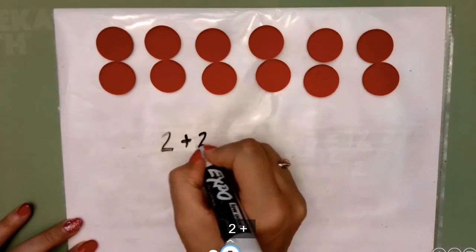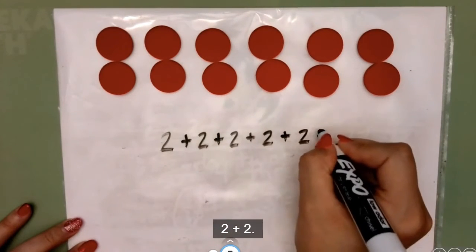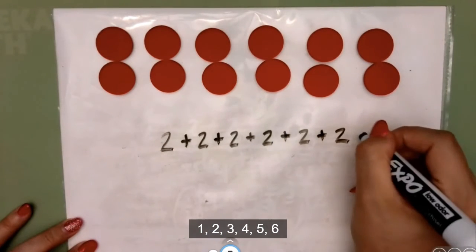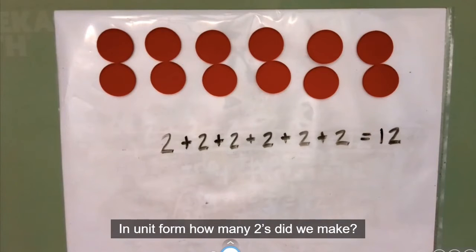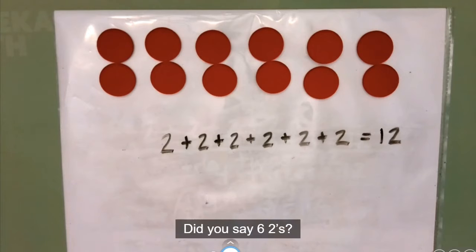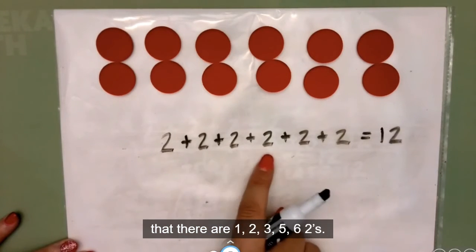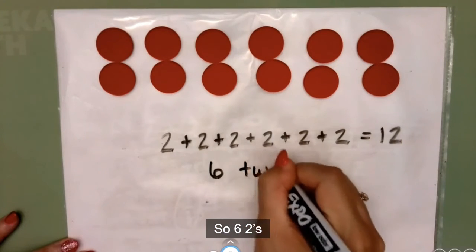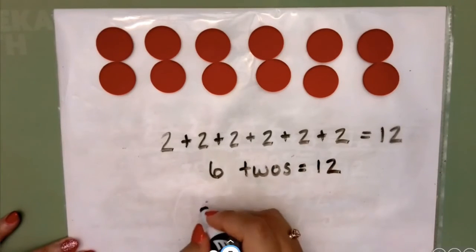Now write an addition sentence underneath your counters to represent these groups. 2 plus 2 plus 2 plus 2 plus 2 plus 2. 1, 2, 3, 4, 5, 6 equals 12. In unit form, how many 2s did we make? Did you say 6 2s? We can see in our addition sentence that there are 1, 2, 3, 4, 5, 6 2s. So 6 2s equals 12.